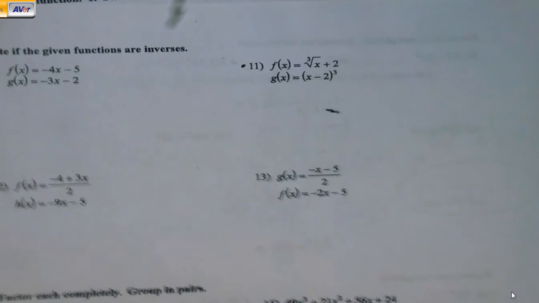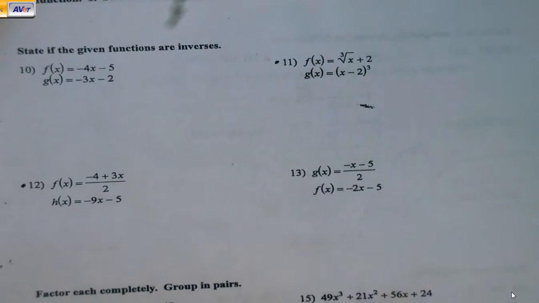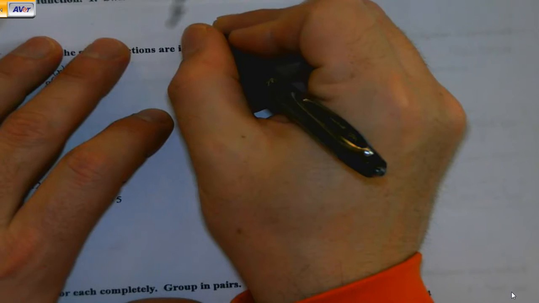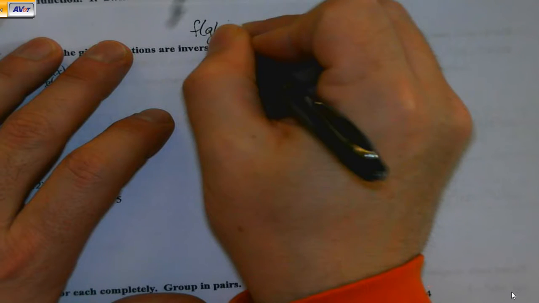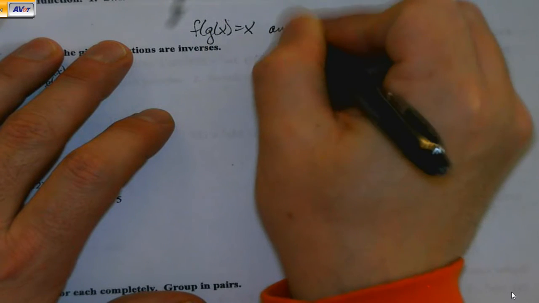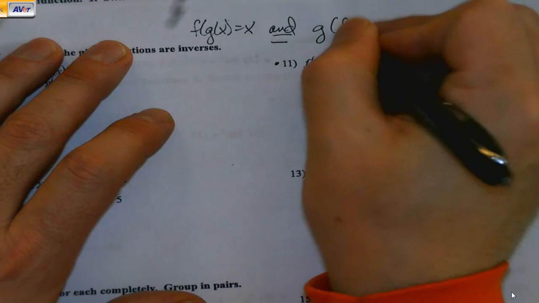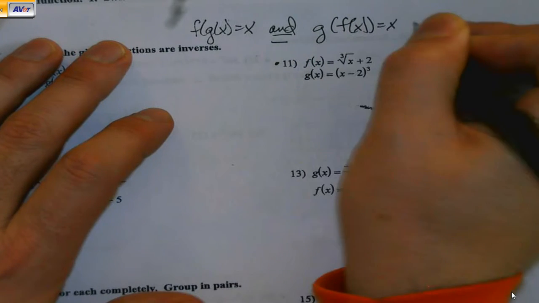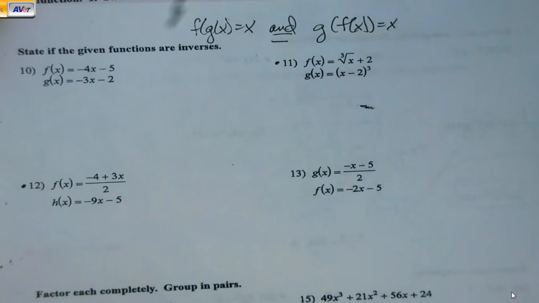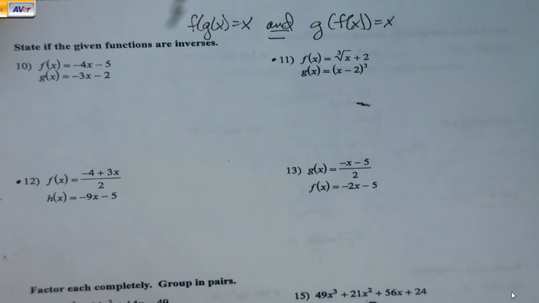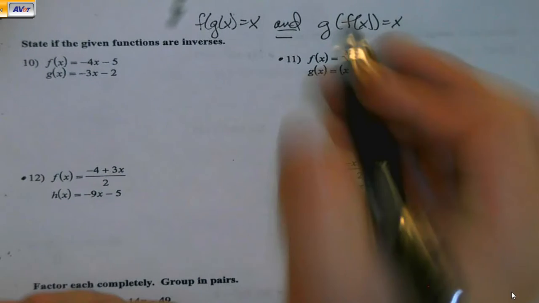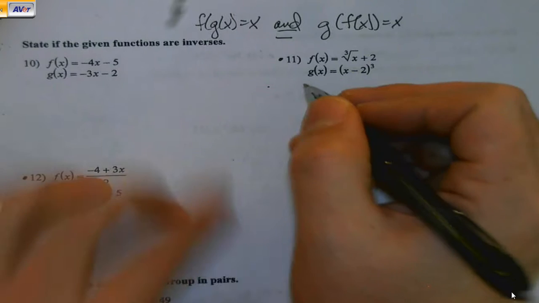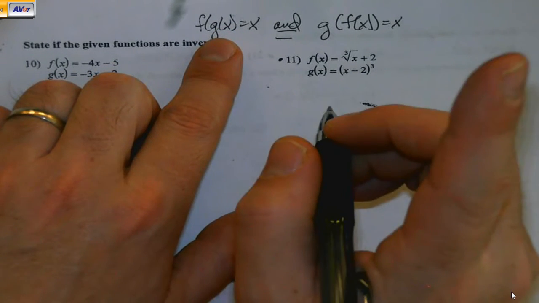State if the following are inverses. Reminder, this is another one that we were having some fun with yesterday. Does f of g of x equal x and g of f of x equal x? Really, all you're basically doing is plugging g into f to see if it equals x, then plugging f into g to see if it equals x. So we're going to do 11 and 12. I want to do a couple of different types here. So my first one, and I'm not even going to write it this way. This is where I think we were getting into trouble yesterday with the notation.